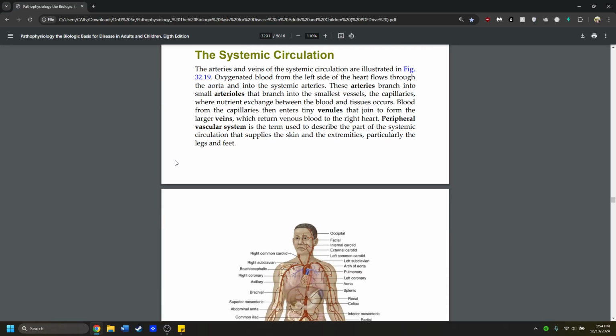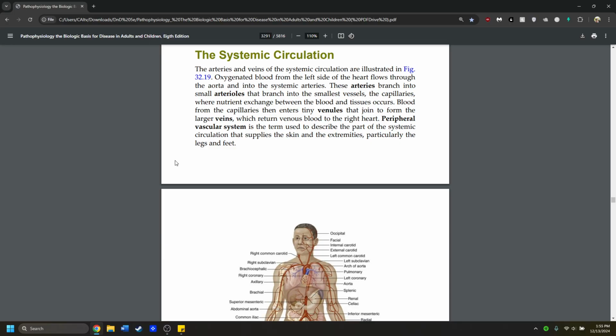The systemic circulation. The arteries and veins of the systemic circulation are illustrated in 32.19. Oxygenated blood from the left side of the heart flows through the aorta and into the systemic arteries. These arteries branch into small arterioles that branch into the smallest vessels, the capillaries, where nutrient exchange between the blood and tissue occurs. Blood from the capillaries then enters tiny venules that join to form the larger veins, which return venous blood to the right heart.